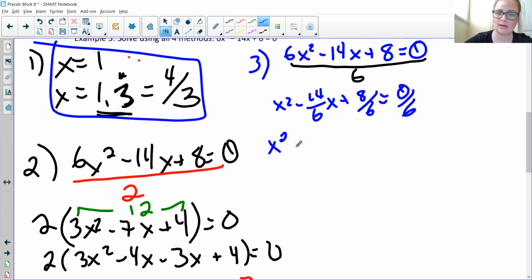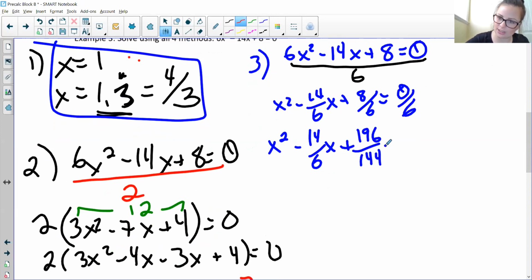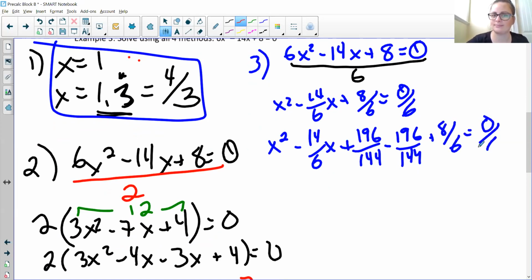I'm going to complete the square. And you're going to have to do half of 14 over 6, which is 14 over 12, and then you're going to have to square 14, which is 196 over 12 squared, which is 144. You're going to have to subtract that as well. Not forget that. You're then going to multiply everything by 6. Oops, I skipped a step. Oopsie doopsies. I have to finish doing that.